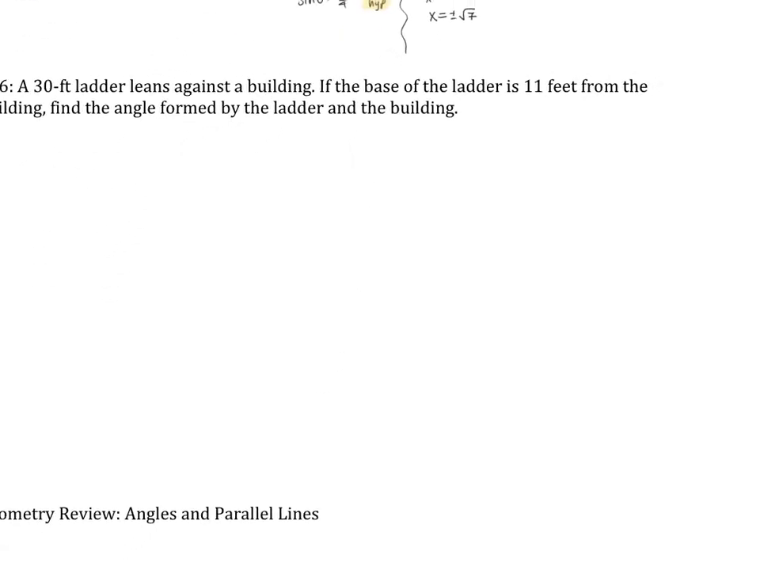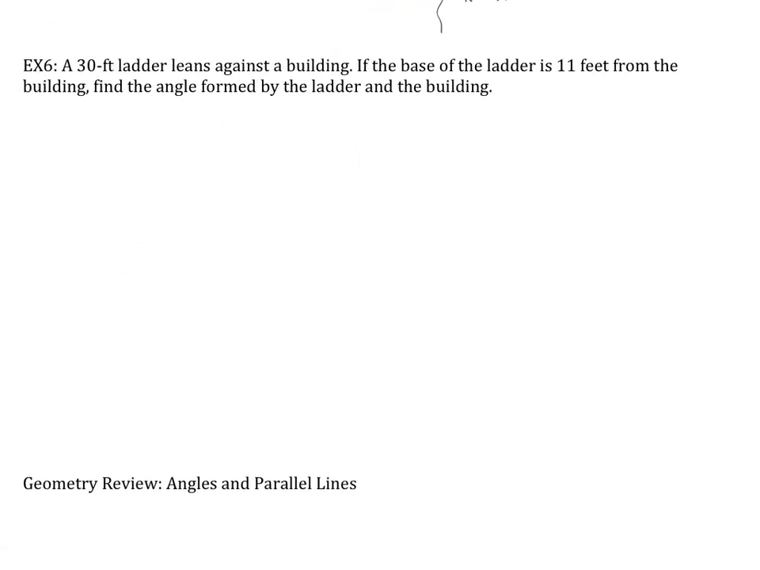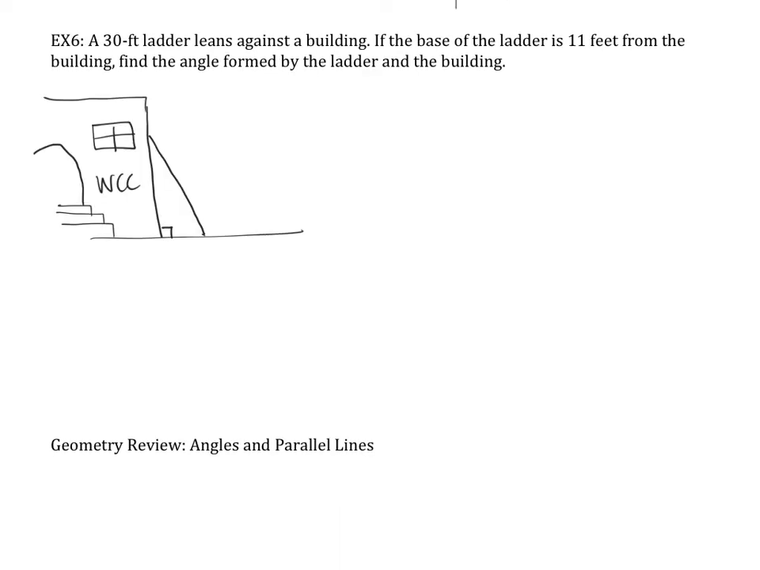Okay, moving on. We have a 30-foot ladder leaning up against a building. Okay, so I have my ladder leaning up against my office here at Windward Community College. It's a 30-foot ladder, and it's 11 feet from the base of the building. And we want to know the angle formed by the ladder and the building, so that is theta. Okay, I always like to just actually put myself in here. Inside my angle here, my angle is opening up towards the opposite side. So 11 is opposite, and 30 is my hypotenuse.